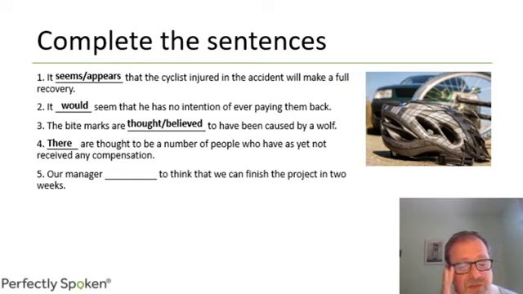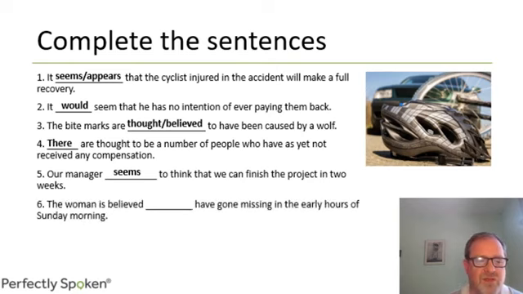Pause the recording, as always, if you need time to think. And here we could say our manager seems to think that we can finish the project in 2 weeks. Number 6. The woman is believed something have gone missing in the early hours of Sunday morning.